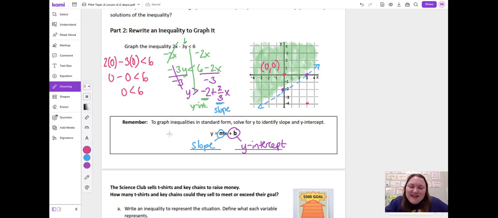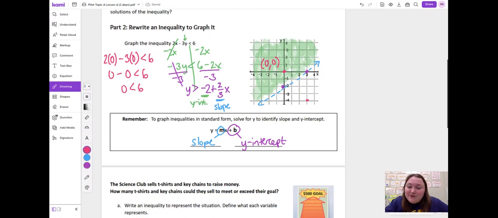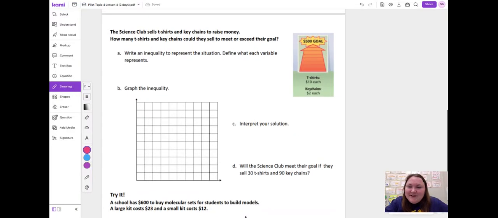The reason we want to be able to do this skill is to help us when we go to graph situations like these. So for example, we have the story: the science club sells t-shirts and keychains to raise money. How many t-shirts and keychains could they sell to meet or exceed their goal? Over here in the picture, we see the information. They're selling t-shirts for $10 each and keychains for $2 each, and their goal is $500. The first thing we need to do is write an inequality to represent the situation. This is a skill we've been working on in this unit, so go ahead, pause the video, and see if you can come up with an inequality.